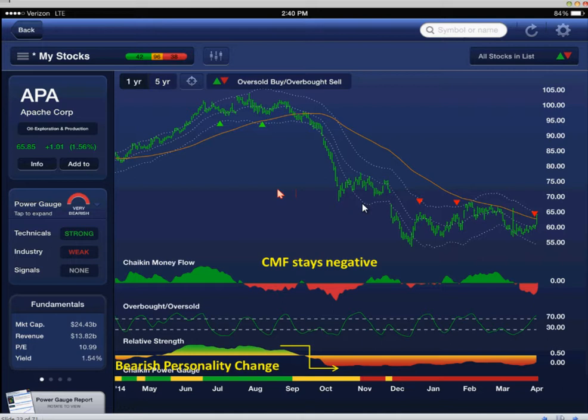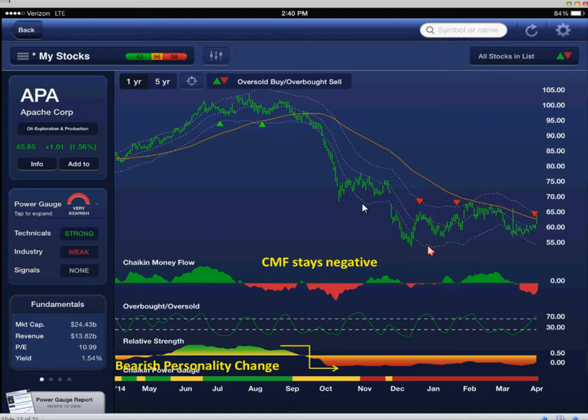Apache in the energy sector. We're going to focus on 2 ETFs in the middle of the presentation. One, a bullish ETF, healthcare. One, a bearish ETF, energy, which is turning, by the way. So this chart on Apache shows you this bearish personality change when the stock was trading above 90.